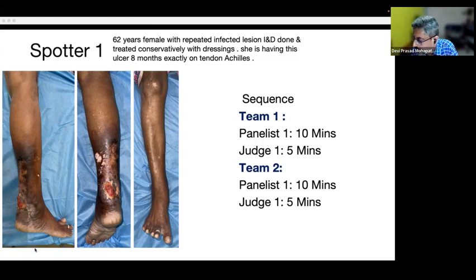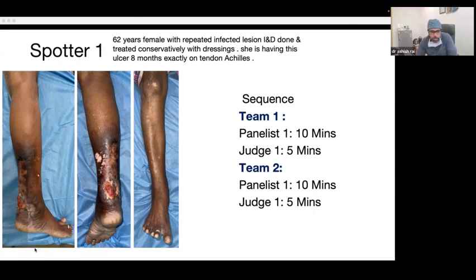Just one more question is pending for Dr. Ashish. Dr. Ashish? Yes. One question is pending for team A. Could you make it quick so that it will balance the questions posed to both the teams?